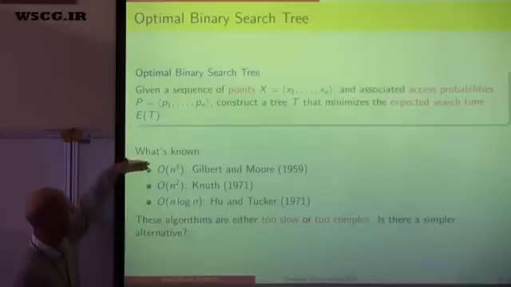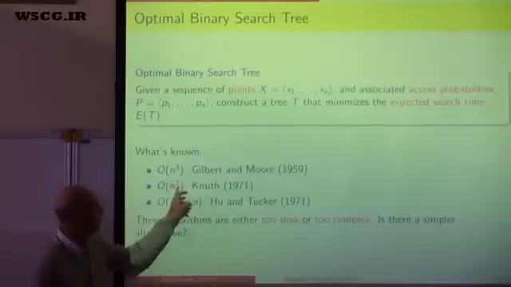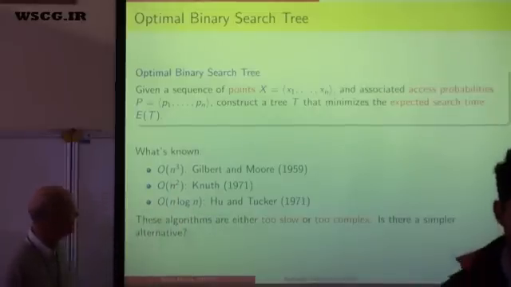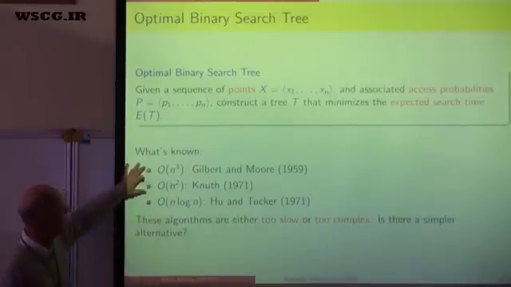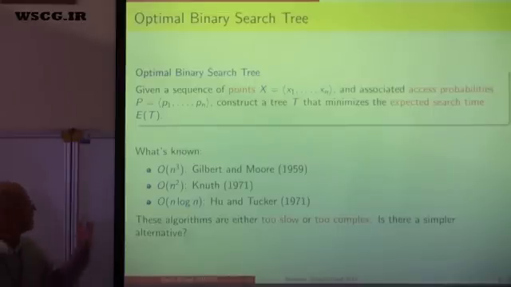So there's a very ancient algorithm by Gilbert and Moore that solves the problem in n cubed time. And Knuth showed the problem could be solved in n squared time. In fact, these were some of the very first applications of dynamic programming algorithms. If you studied dynamic programming in your algorithms classes, this actually is one of the standard applications of dynamic programming to compute an optimal tree.